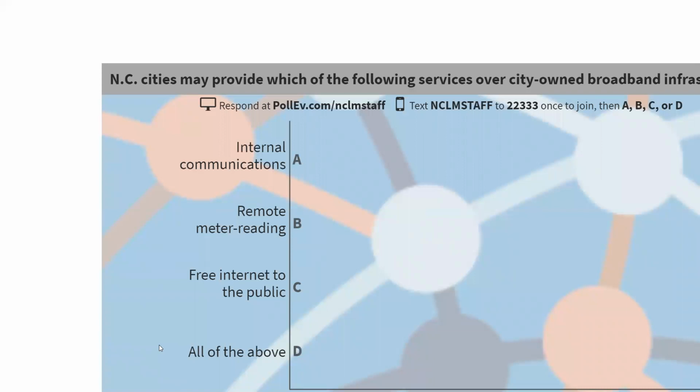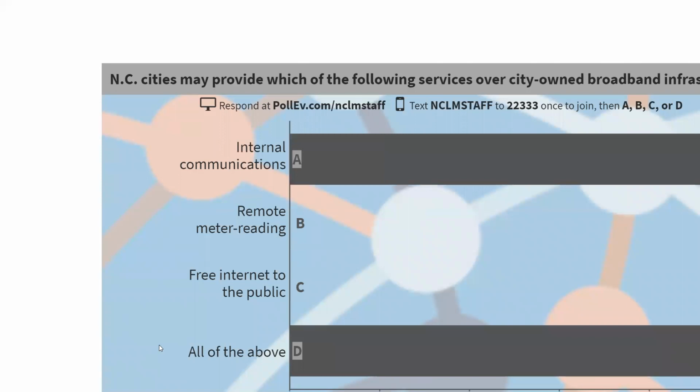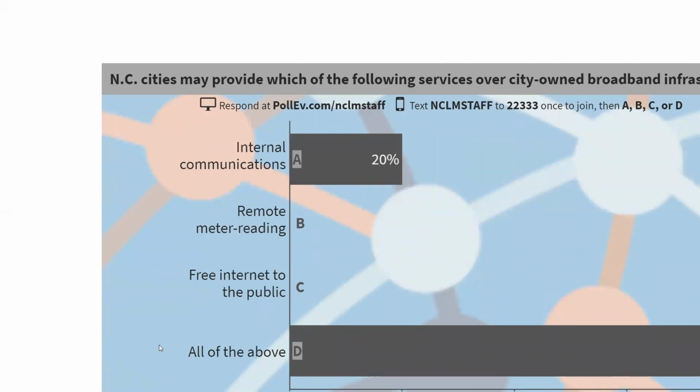So this is one of the last poll questions I've got. I think it's the next to last one. North Carolina cities, so we're talking just cities here, guys. This is quizzing your knowledge of our current state law. North Carolina cities may provide which of the following services over city-owned broadband infrastructure? Can they provide internal communications, remote meter reading, free internet to the public, or all of the above? What does our law currently allow for North Carolina cities?